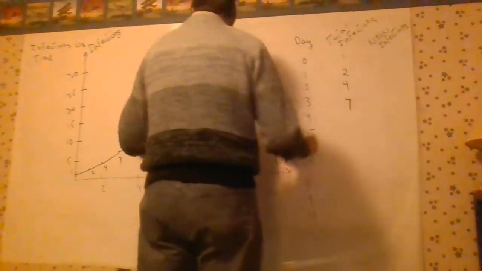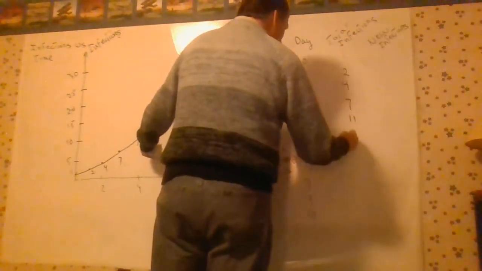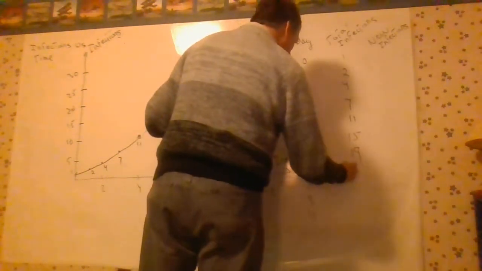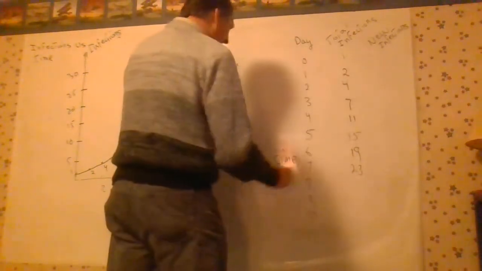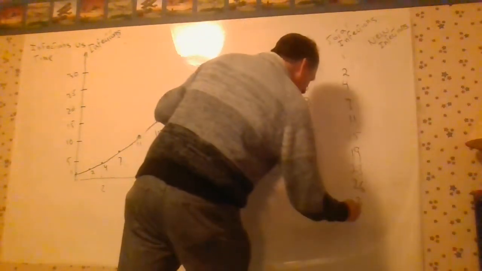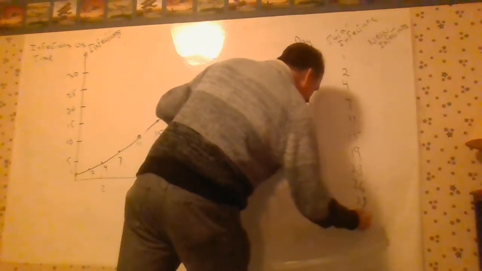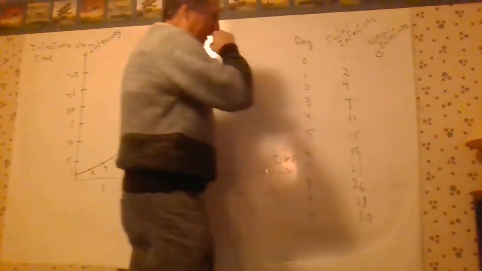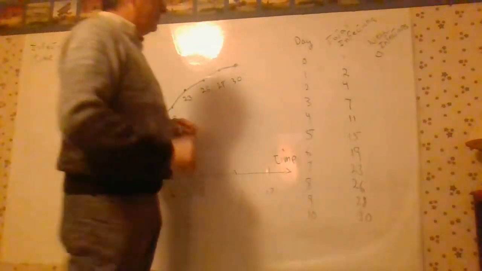1, 2, and let's see, 4, and then 7, and then 11, 15, 19, 23, 26, 28, and then 30.